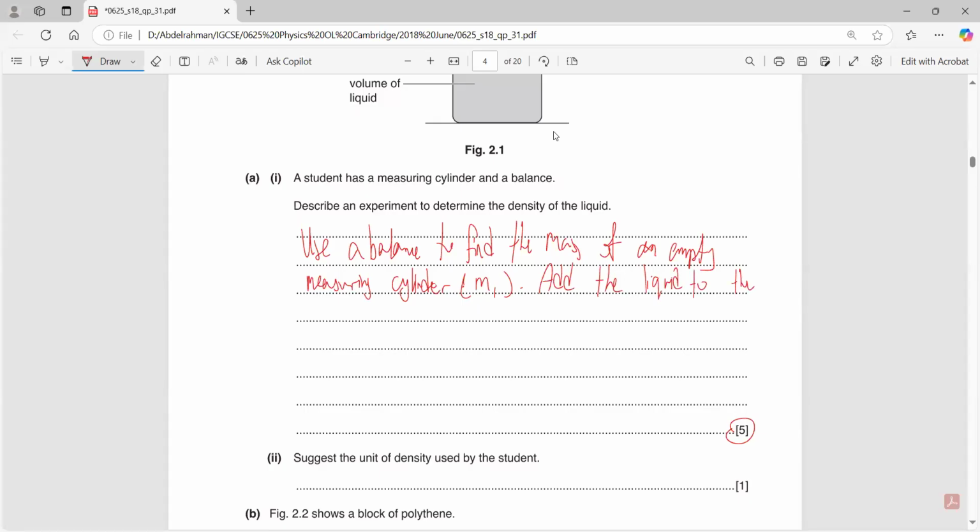Add the liquid to the measuring cylinder. I'll just write it as MC, measuring cylinder. And find the new mass, M2. Calculate the mass of the liquid. The mass of the liquid is now equal to M2 minus M1.